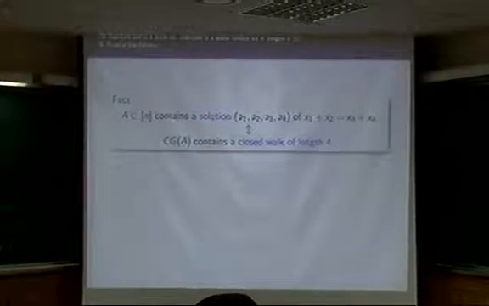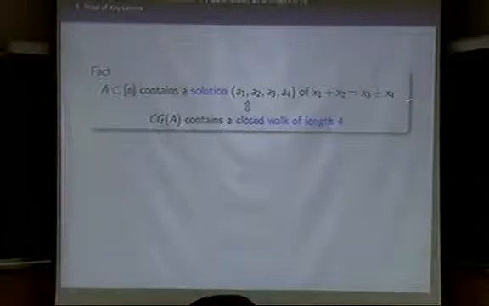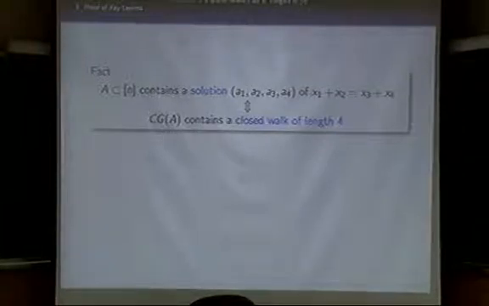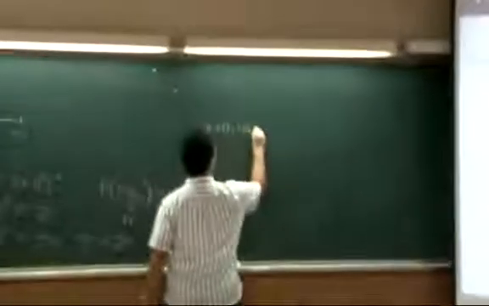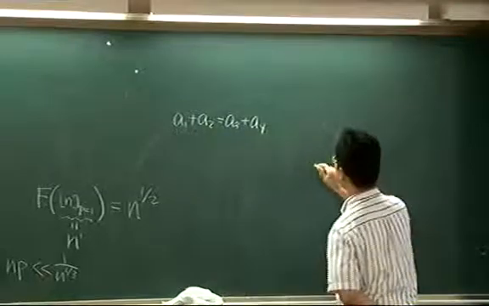And we can observe the following thing. An integer set A contains a solution a1, a2, a3, a4 of x1 plus x2 equals x3 plus x4 if and only if the Cayley graph of A contains a closed walk of length 4. So let me briefly explain this part. Let's assume that we have a solution like this. Then we will think of the Cayley graph of A.